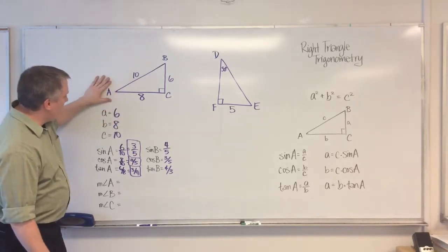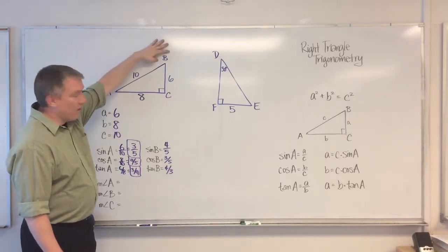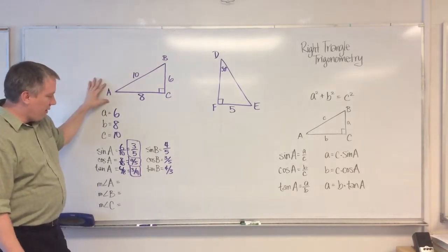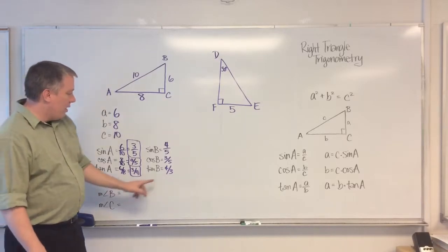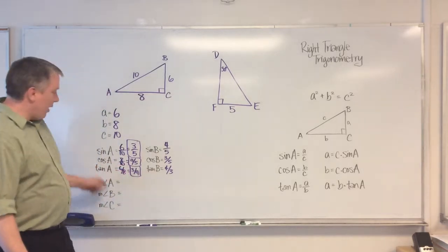So if you do the sine of one of them, it's equal to the cosine of the other, and vice versa. If you find the sine of this one, it's the cosine of that one. And then with the tangent, they're just inverses. They're just reciprocals. So 3/4 here for A, 4/3 for B.